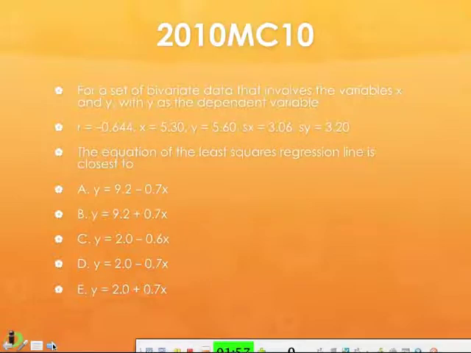You've seen this before. If you haven't got those equations written down, you're in trouble.